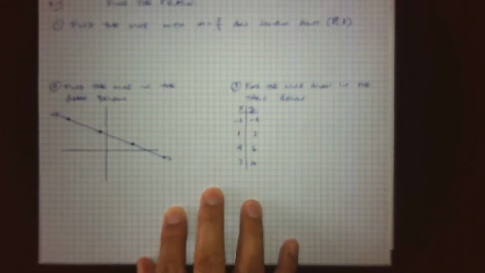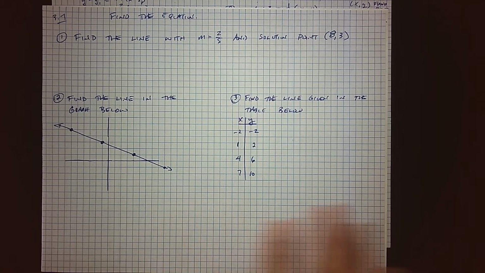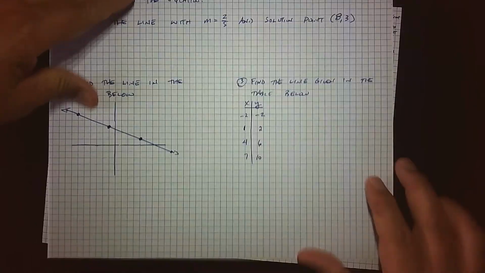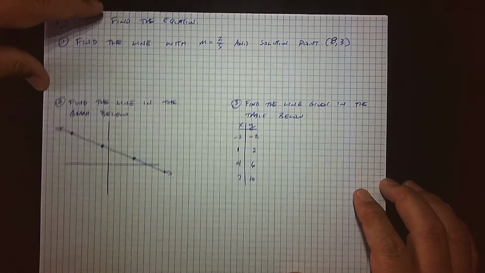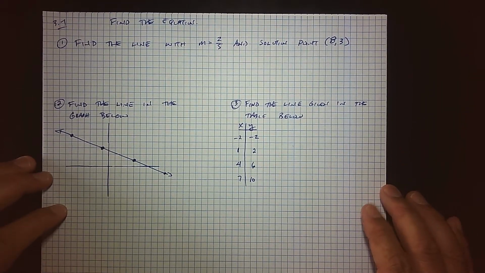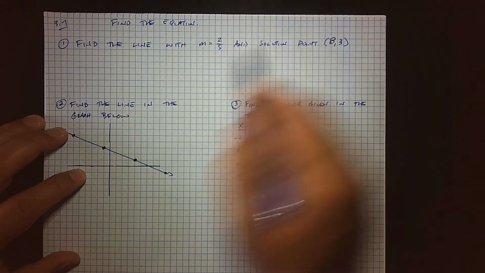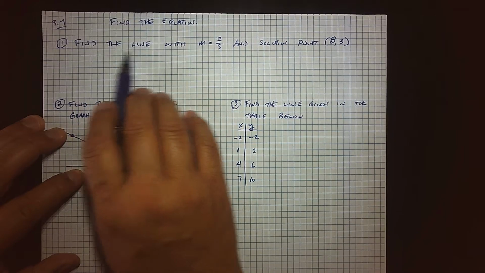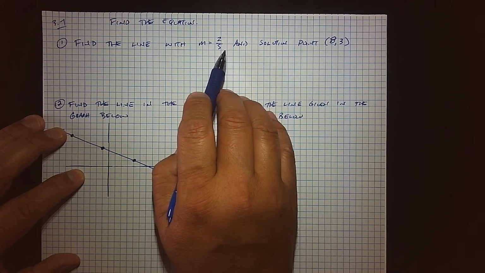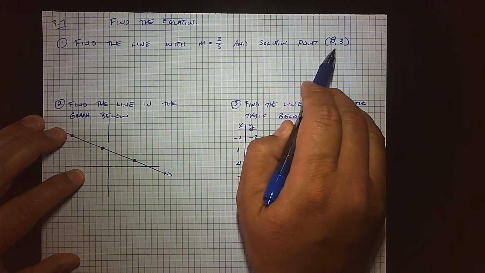Okay, so now we're going to reverse course here. We've learned how to graph in point slope form, and now let's try to find the equation of a line. So given data, what equation fits the data? In the first one, we're going to try to find the line with a slope of 2/5 and a solution point of (8, 3).